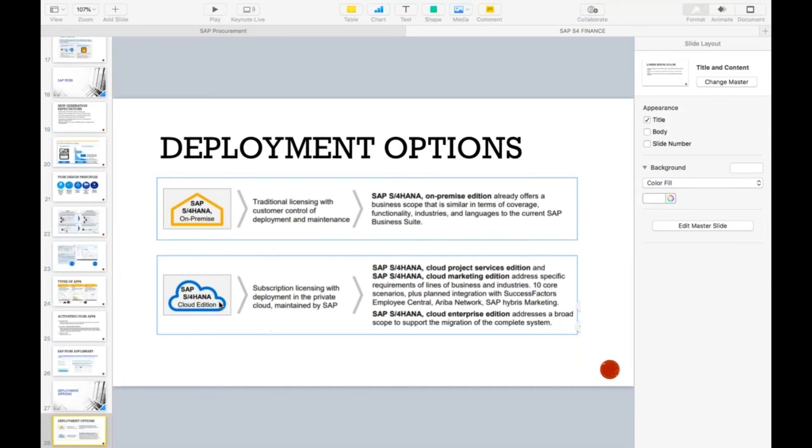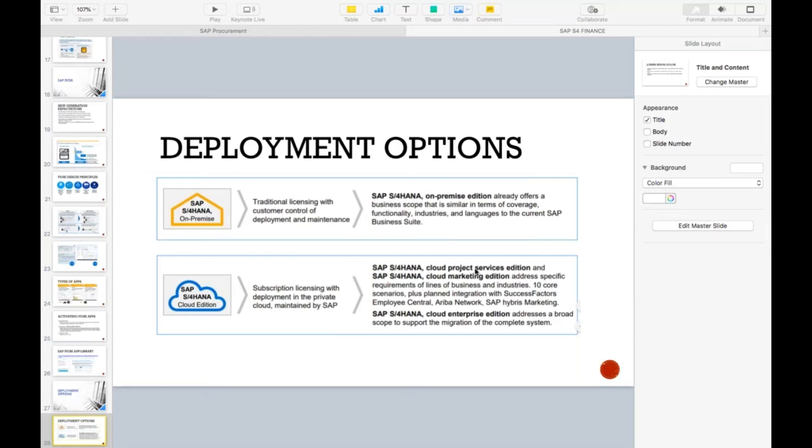But when it comes to SAP S/4HANA Cloud Edition, it is subscription licensing with deployment in the private cloud maintained by SAP. So hardware, software, everything is maintained by SAP. And this cloud version again comes in three different editions. The first edition is SAP S/4HANA Cloud Project Services, the second is Marketing Edition, and the third is Cloud Enterprise Edition.